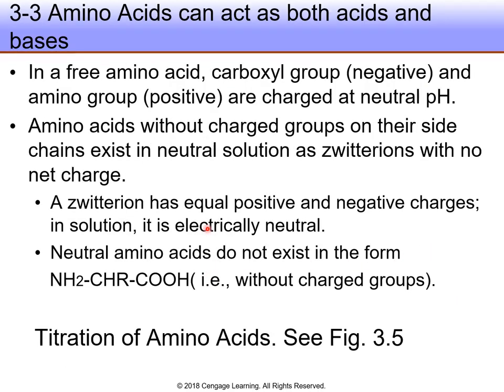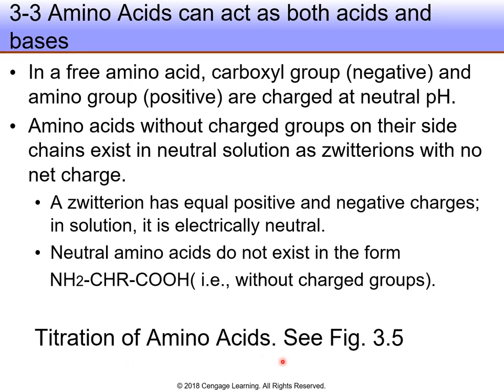Now, amino acids can act as both acids and bases. In a free amino acid, the carboxyl group is negatively charged and the amino group is positively charged at a neutral pH. Now, amino acids without charged groups on their side chains exist in a neutral solution as zwitterions with no net charge. A zwitterion has equal positive and negative charges in solution. It is electrically neutral. Now, neutral amino acids do not exist in this form without charged groups.